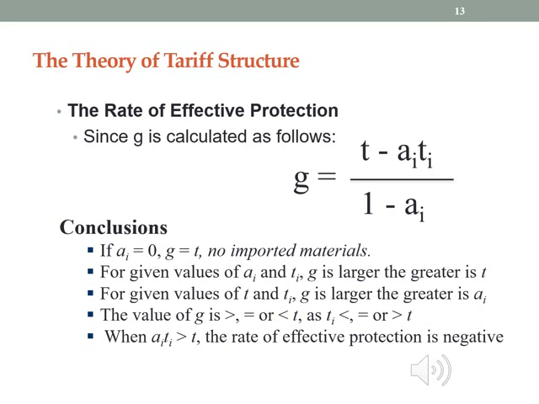So G exceeded T in examples 1 and 2, where TI was smaller than T. G, the effective rate of protection, was equal to T, the nominal tariff rate on the final commodity, in case 3, where TI was equal to T. And finally, in case 4, the effective rate of protection G was less than the nominal tariff rate on the final commodity T when TI was larger than T. Finally, if AI times TI is higher than T, the rate of effective protection would be negative, and this was also the case in case 4 in our example above.